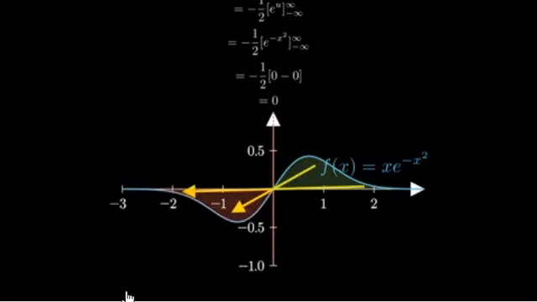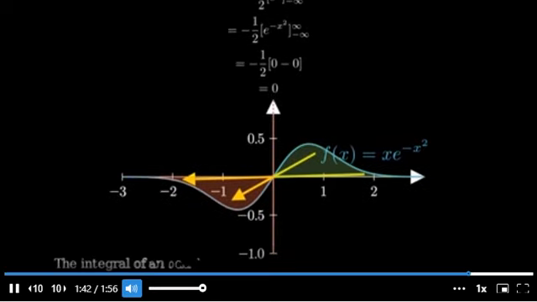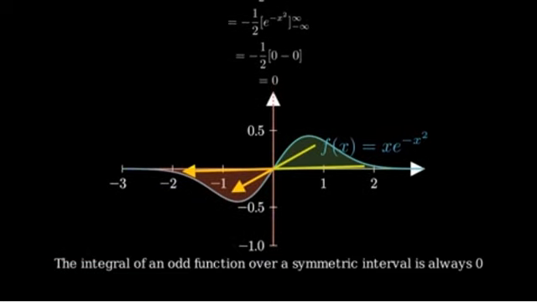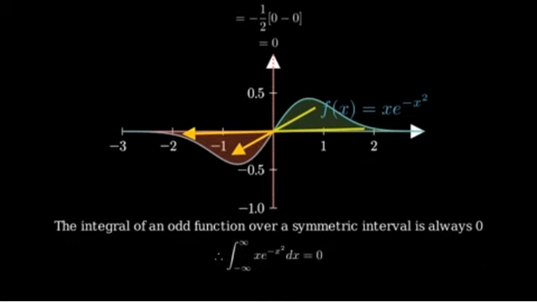This result makes perfect sense because of what we observed earlier about the function being odd symmetric. The integral of an odd function over a symmetric interval is always 0, as the negative and positive areas cancel each other out exactly. Therefore, we can conclude that the integral from negative infinity to infinity of x times e to the negative x squared dx equals 0.